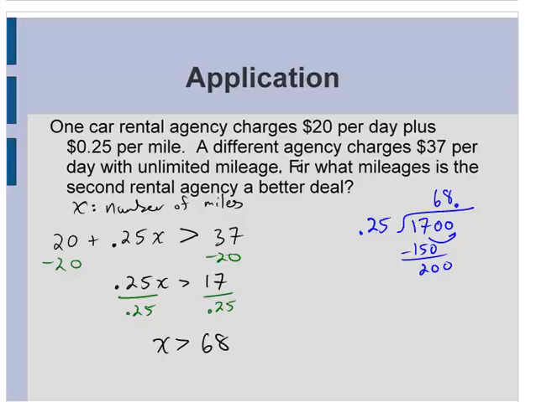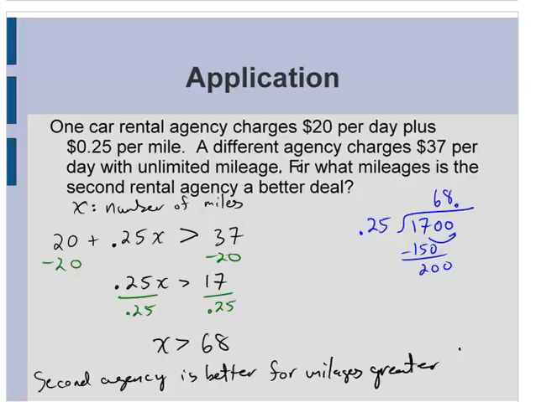For what mileages is the second rental agency a better deal? Second agency is better for mileages greater than 68 miles.